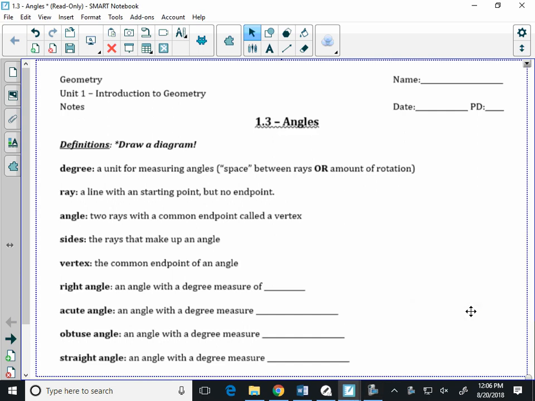Talk about angles, and first we're going to talk about some vocab involving angles. And we're going to draw a diagram for each little vocab word. First vocab word involving angles is degree. And that is a unit of measurement. It's a way of measuring an angle. It's how we measure distance in feet or yards or miles. We measure angles in one unit, which is called degrees.